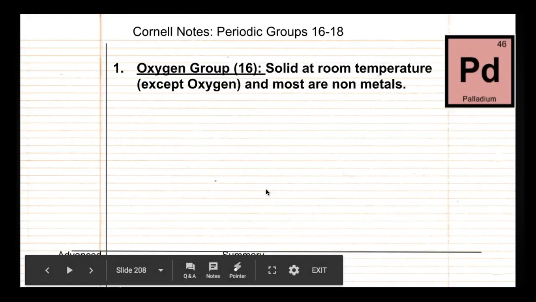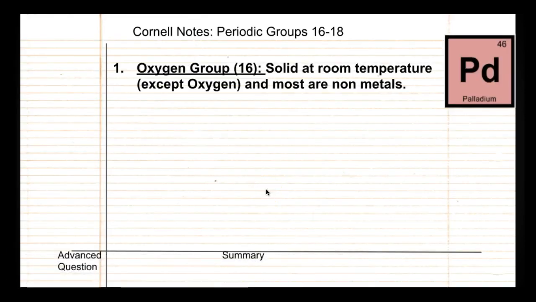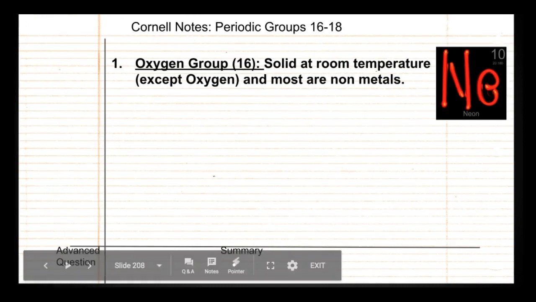So for number 1, write oxygen group, group 16. Solid at room temperature except for oxygen, and most of them are nonmetals. Go ahead and think of a question for 1, and then we're going to move on. Alright, moving on. Do you have a question? If you do, let's move on to 2.